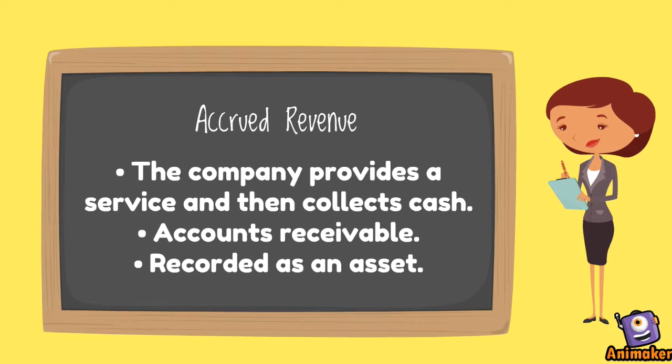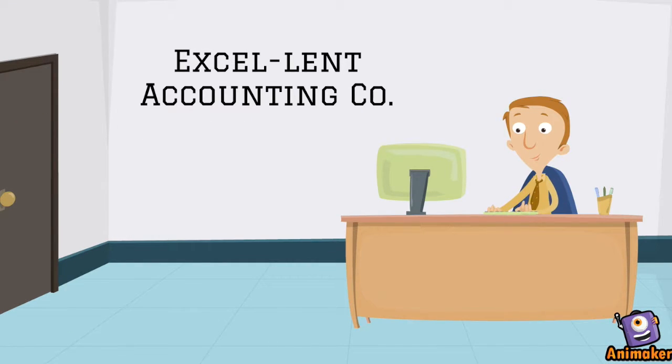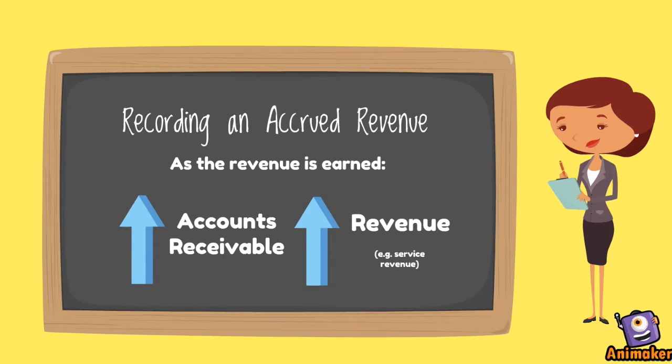Accrued revenue is when the company provides a service before receiving the cash. It is also known as accounts receivable and is recorded as an asset. For example, when you go to work, you will not receive the cash for your services until the next pay period. Let's take a look at how to record an accrued revenue.